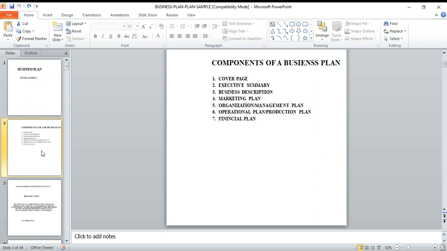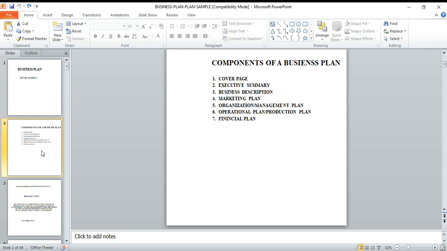Then component number two is the executive summary. Now, the executive summary comes as the last part after preparing everything. It contains a brief summary of the main content of the business plan, and it is prepared after the entire plan is written. So this should be the final part after you have written the other contents of the business plan.